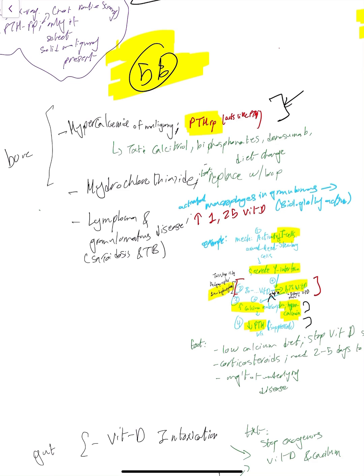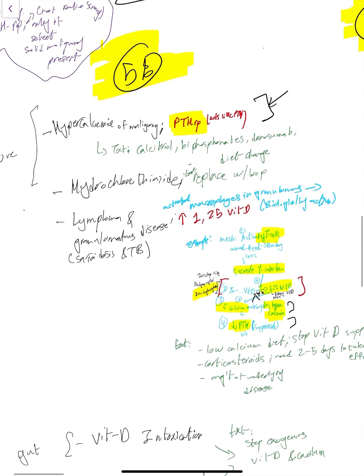Hypercalcemia of malignancy is associated with increased parathyroid hormone-related peptide, which acts like parathyroid hormone. The treatment for the hypercalcemia is calcitonin, bisphosphonates, denosumab, and diet changes. For hydrochlorothiazide, the thiazide diuretics, you want to replace them with loop diuretics. Next, lymphoma and granulomatous diseases.